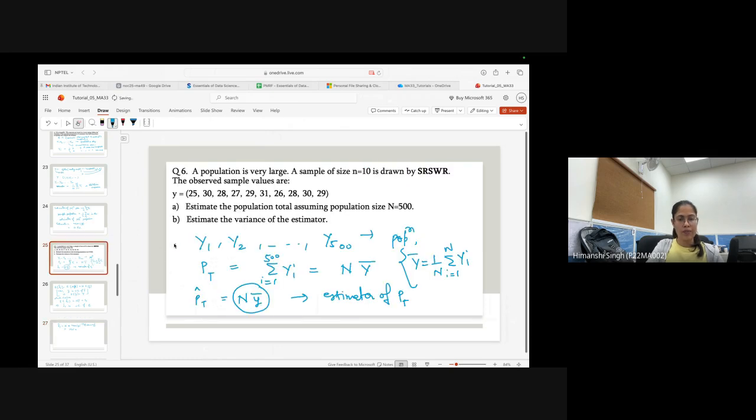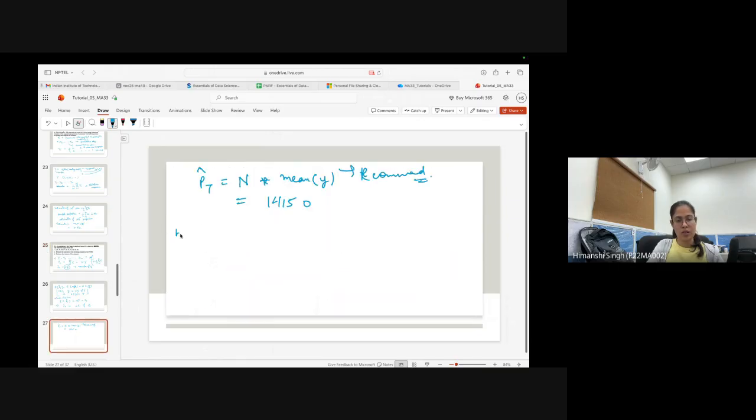Now in the next part, it is asked to estimate the variance of the estimator. So the variance of PT hat. What is the variance of PT hat? That is the variance of N times small y bar. This N square will come out because outside the variance, if there is some constant, it comes out as the square. So N square variance of y bar.